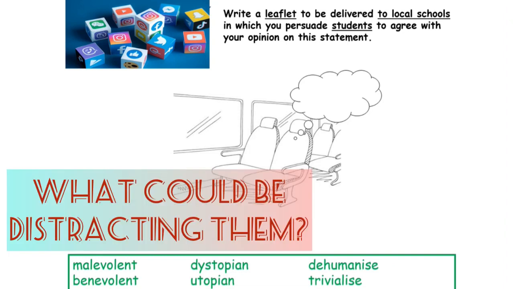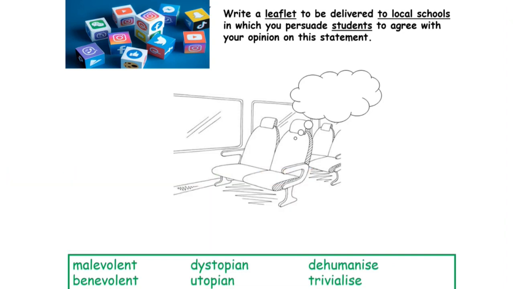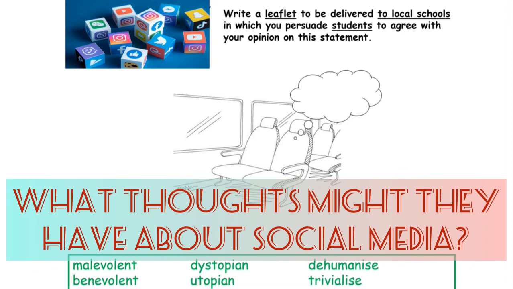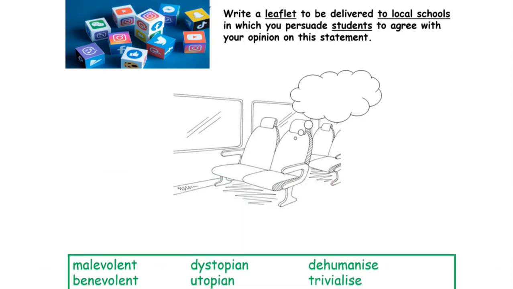What will be distracting them? Think, for students, what could potentially be distracting them? Maybe their friends, maybe music, maybe social media. And also, what thoughts might they be having about social media right at this point? They could be thinking, how can I get more followers on Instagram? Why am I not like this person? Why don't I just check out my friend's TikTok account?